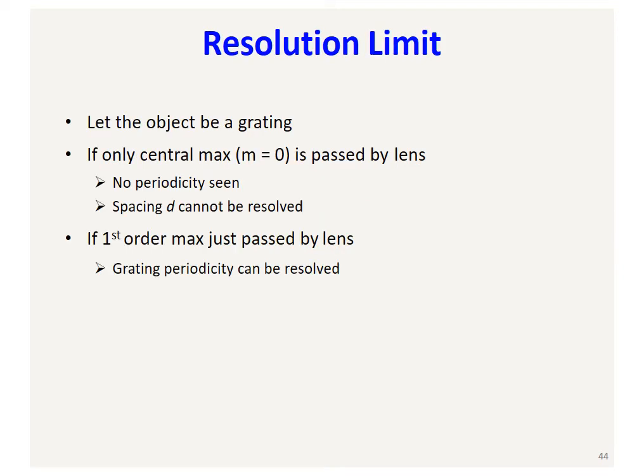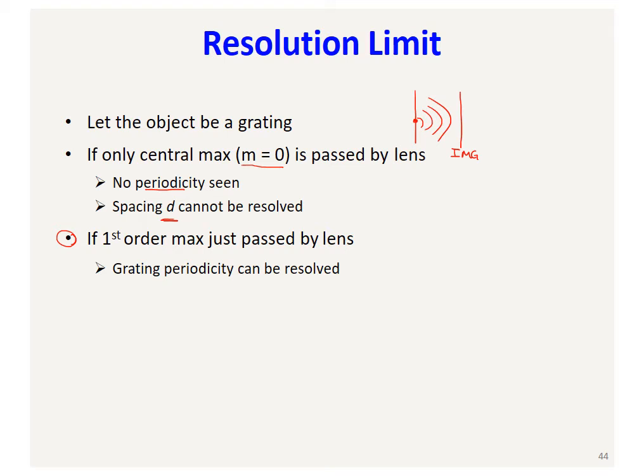So now let's consider how the resolution of our image is affected. Let's say our object is a grating again, and we are only letting the central maximum, so the m equals 0 order, through the optical system. What that means is that we have in the focal plane a single point of light which is emitting spherical waves. So in the image plane, what do we see? Basically uniform illumination. We don't see any periodicity, and so we cannot resolve the spacing of our grating object.